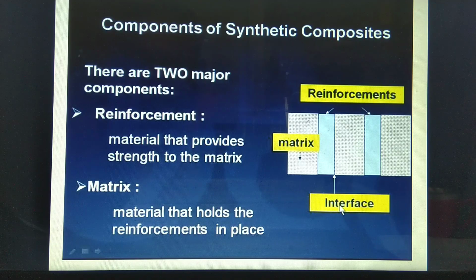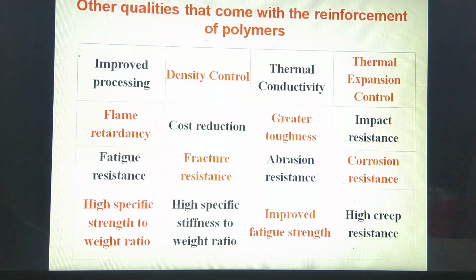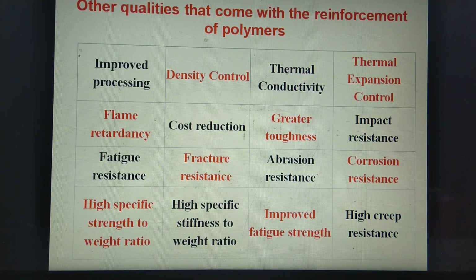This is the main difference between alloys and composites. Okay, now we discuss the processing of the polymer matrix composites. This slide shows you the other qualities that come with the reinforcement of polymer materials. Apart from the types of the matrix and reinforcement used, other factors that affect the properties of the polymer matrix composites are the relative proportions, geometry of reinforcement materials, nature of the interface.